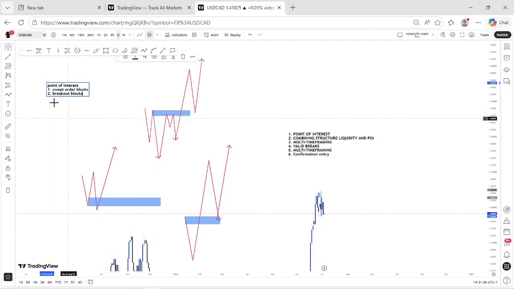So now we've seen the two basic points of interest. That's what we're looking at to take up our trades. That's basically what a point of interest means, for those that don't know. So we looked at the points of interest. Now, how can we combine all these together?